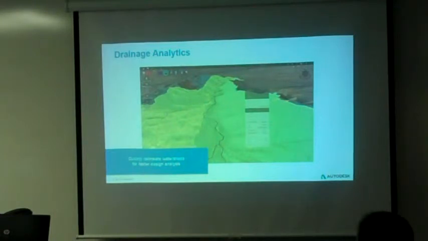So here's another example of delineating the watershed. Again, we've got very large surfaces. We're able to use this to try to find a single point to be able to look at runoff calculations, peak flows, and so on.